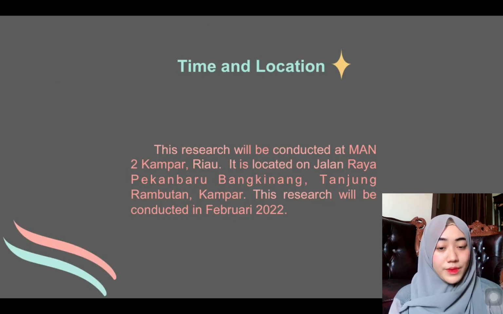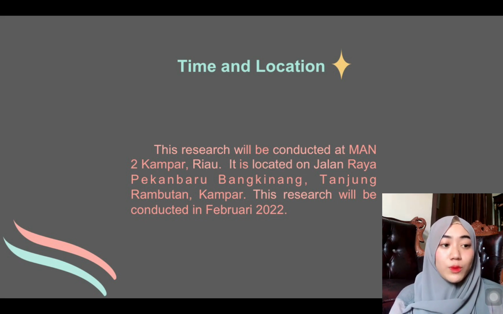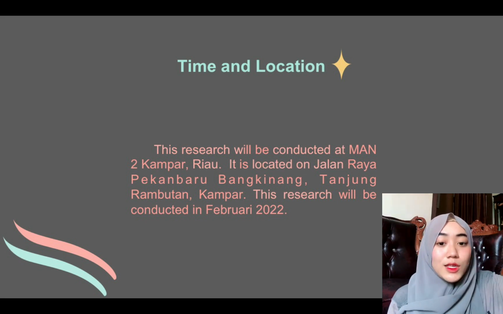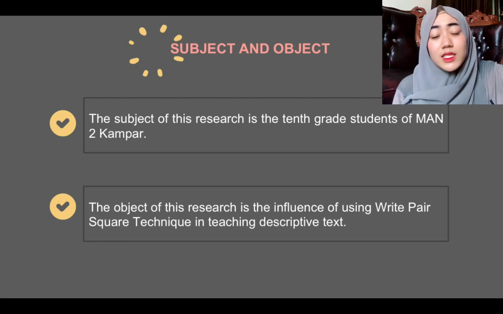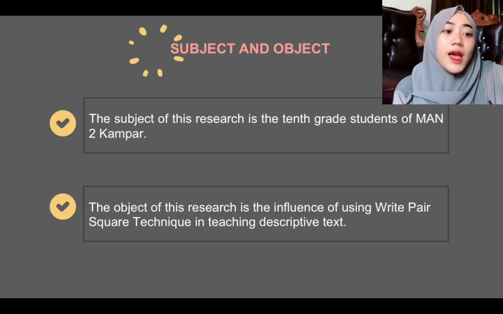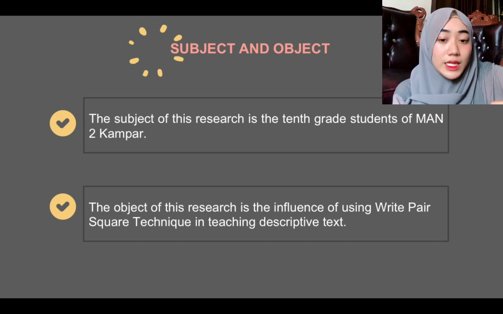Next, we go to time and location. This research will be conducted at MAN 2 Kampar Riau. It's located on Jalan Riau, Pekanbaru, Bangkinang, Tanjung Rambutan, Kampar. This research will be conducted in February 2022. After that, about the subject and object. The subject of this research is the 10th grade students of MAN 2 Kampar, and the object of this research is the influence of using Write Pair Square technique in teaching descriptive text.